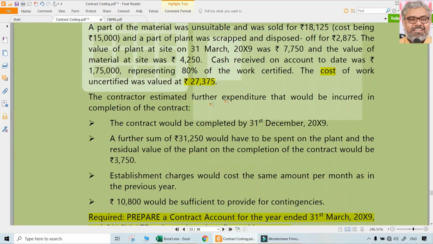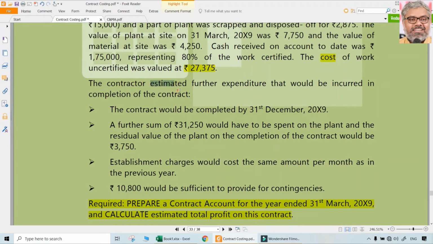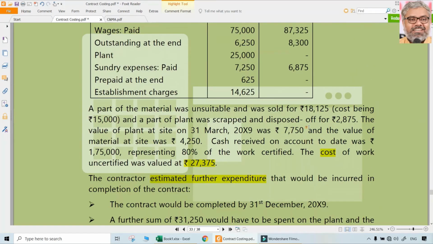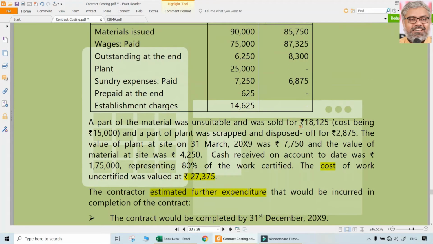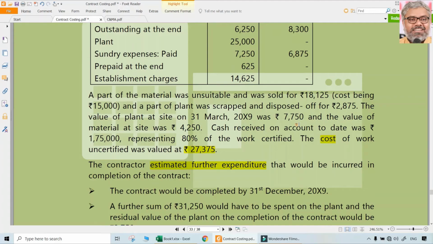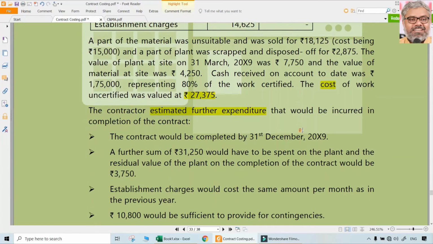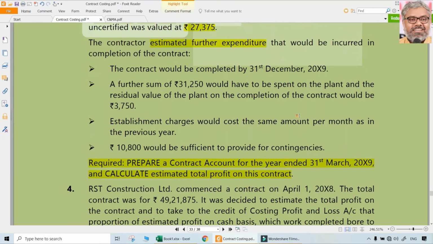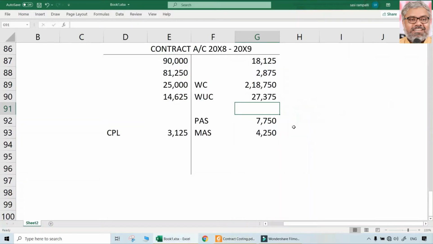Of course, after that, estimated some other things are also given, further expenditure, that we will deal with separately, because that will be useful for finding out estimated profit rather than the actual thing or notional profit for the completed year. So this question has two parts. First part, contract account for the year ended 31st March 2009. That is what we are preparing.